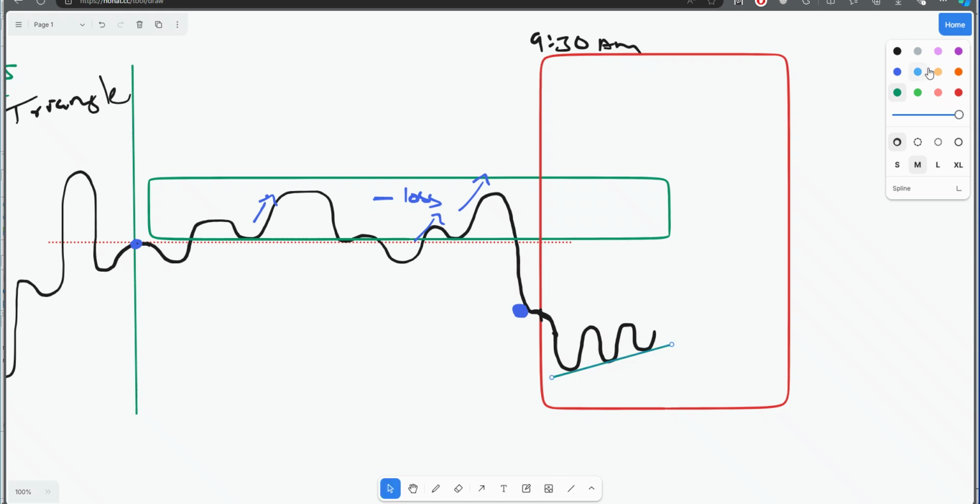Let's say now we get something like this, and guys, please pay close attention right now, because there are 2 important points. You see, now we have a triangle. This is a symmetrical triangle. Why? Because both these hypotenuses are sloped towards each other. Look at this, guys. Let's say now they do something like this, they touch and they break out.